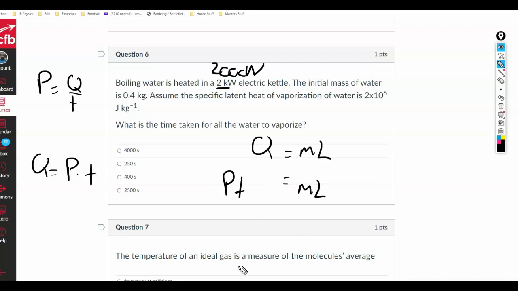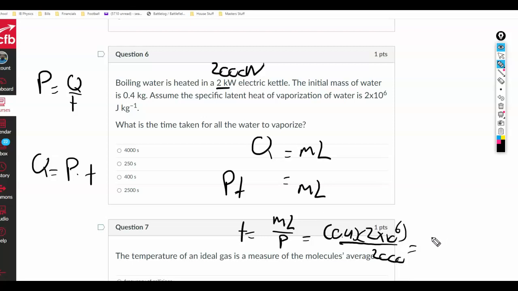And as long as you make the correct substitutions in here, this should be a pretty simple calculation to do. Okay, so you do 0.4 times 2 times 10 to the 6 divided by 2,000. Coincidentally, I should tell you all of the multiple choice questions on here you can do without a calculator, theoretically. 2 times 10 to the 6 is 2 million, and 2 million divided by 2,000 is 1,000. Okay, and so 0.4 times 1,000 is 400. All right, so that is the answer to question 6. Pause it there if you need to look at that some more.